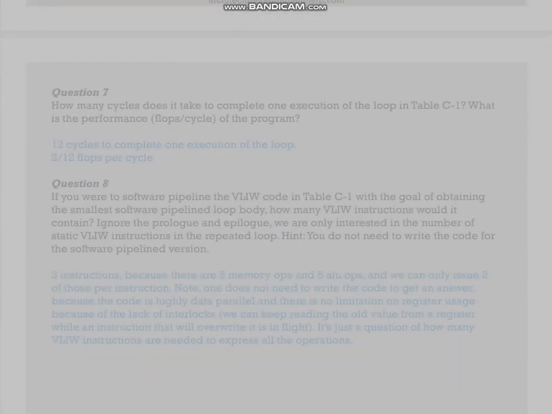Question 7: How many cycles does it take to complete one execution of the loop in Table C1? What is the performance, flop/cycle, of the program? 12 cycles to complete one execution of the loop. 2/12 flops per cycle.